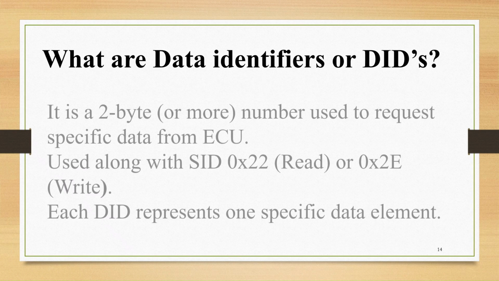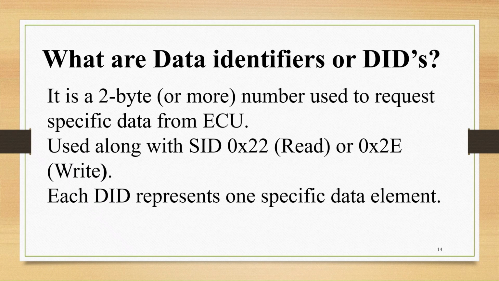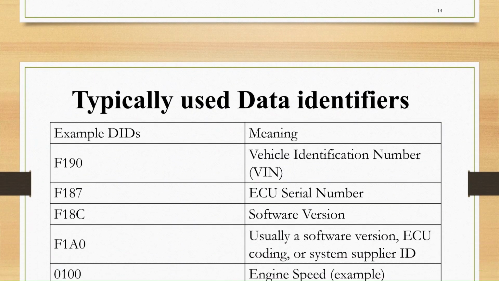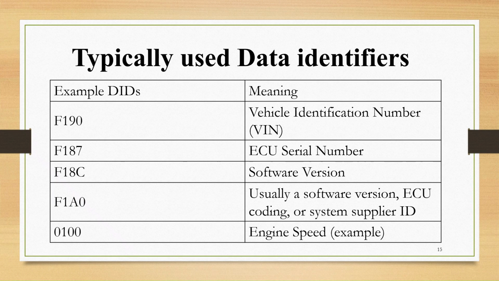Now, let's get into data identifiers. If the SID tells the ECU what to do, the DID, which is the data identifier, tells it which specific piece of data we want. These are usually 2 bytes or more. So, for example, F190, the vehicle identification number, F18C, the ECU serial number, 0100, it stands for the engine speed.